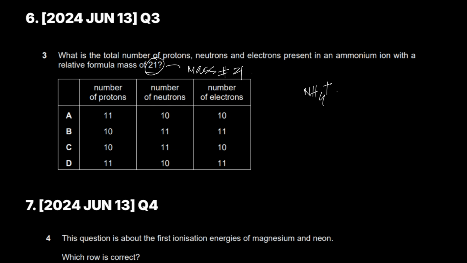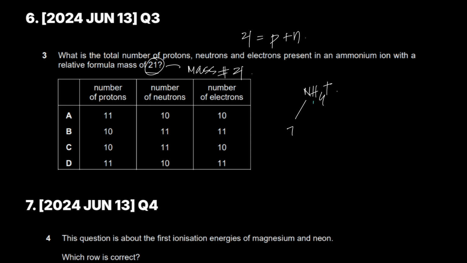Now, if the mass number is 21, you know that mass number equals the total number of protons plus neutrons in the nucleus of the atom. How many protons does nitrogen have? Well, nitrogen has 7 protons. You can check the periodic table for it. We're not talking about the mass number, we're talking about the number of protons, right? So we're not talking about the relative atomic mass for nitrogen, which is 14. No. We're talking about the number of protons, because once we figure out the number of protons for the ammonium ion, we'll just plug it in here and figure out the number of neutrons.